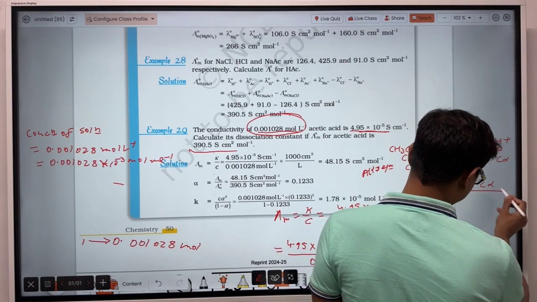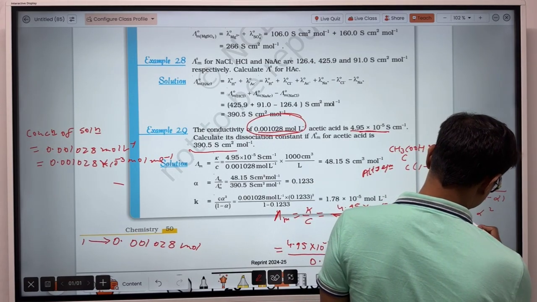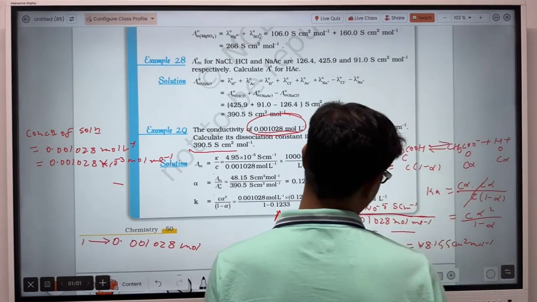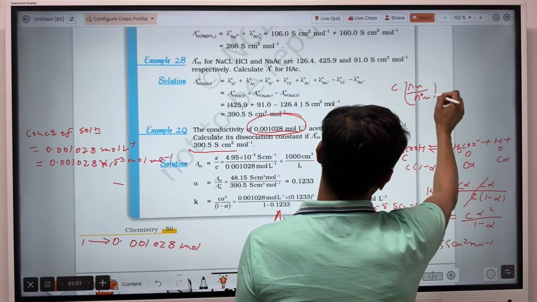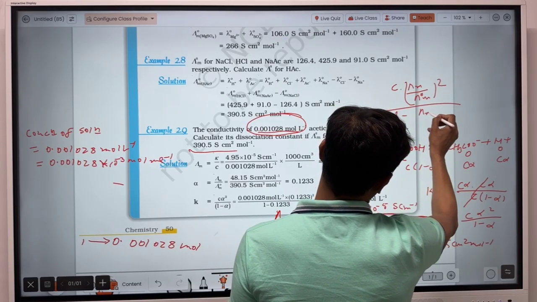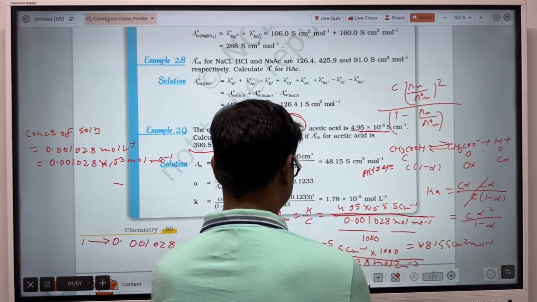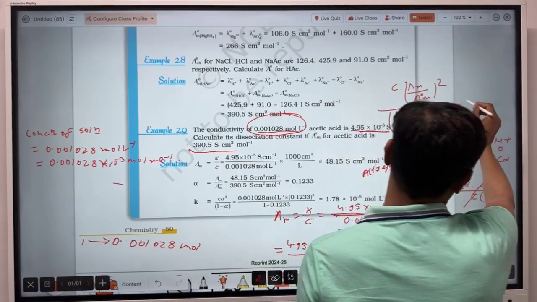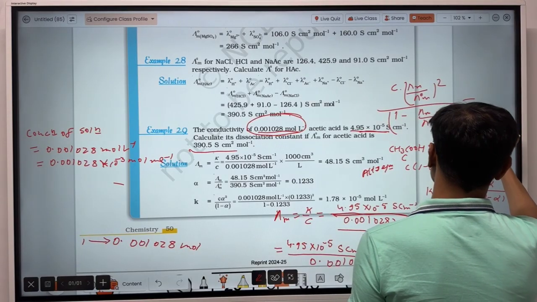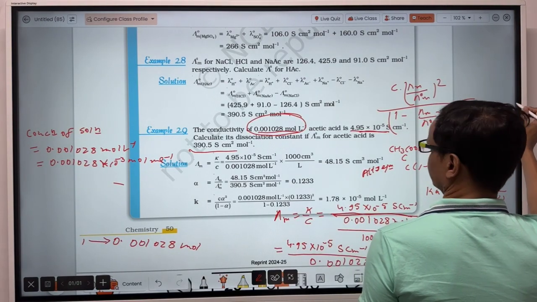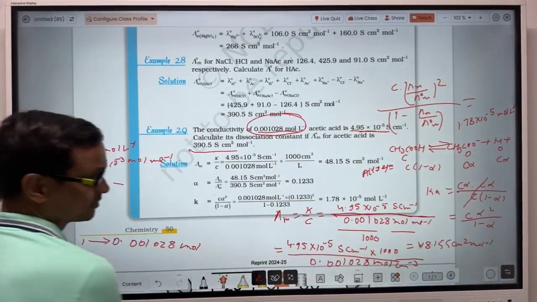Ka will be equal to C alpha into C alpha upon C into 1 minus alpha. C cancels out. That will be equal to C alpha square upon 1 minus alpha. Put the value of alpha, so here alpha is lambda m upon lambda degree m. That whole square, that upon 1 minus lambda m upon lambda degree m. Put the value, you will calculate, and finally the answer will come 1.78 into 10 power minus 5 mole per liter. Okay, Ka will be that much.